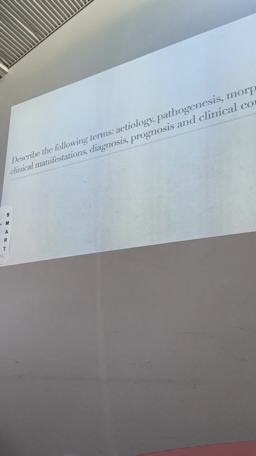So, starting off, we're going to describe the terms etiology, pathogenesis, morphology, clinical manifestations, diagnosis, prognosis, and clinical course. We're going to break it down today with some good examples.